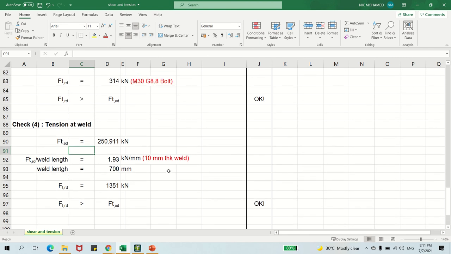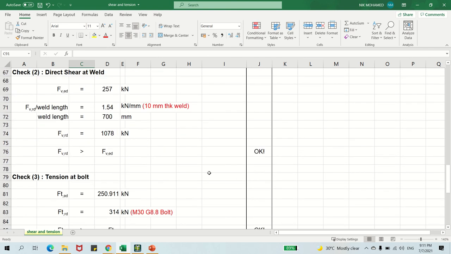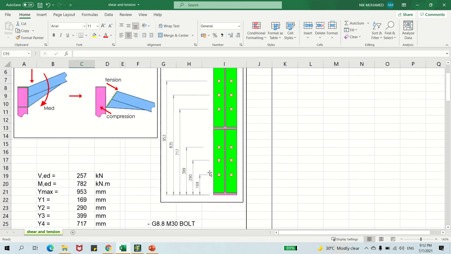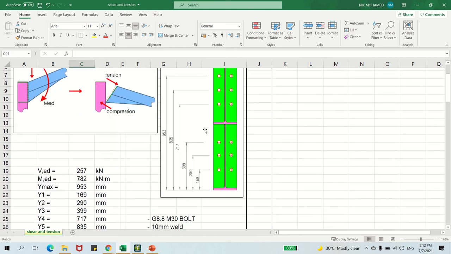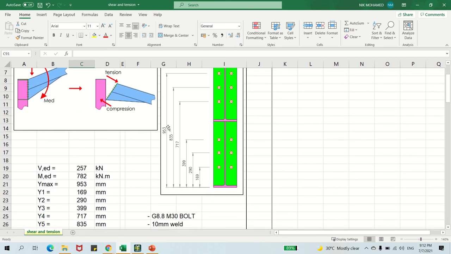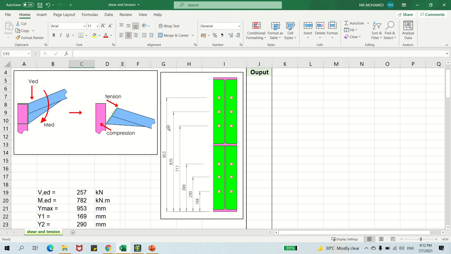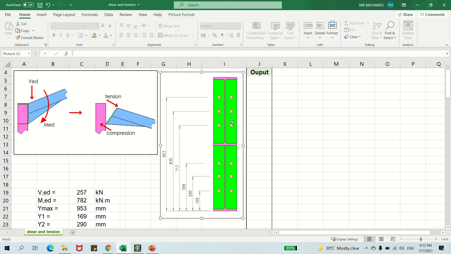So our overall checking is okay. So our bolt arrangement and the weld is okay to cater the shear force and also the bending moment. So our connection is okay. Okay, so itu saja perkongsian daripada saya.